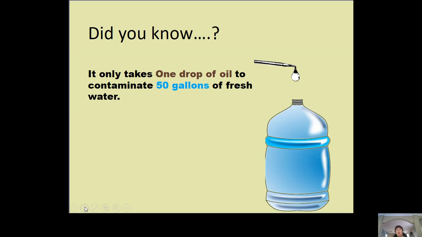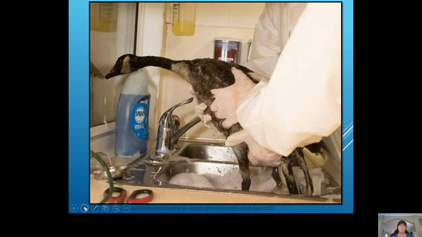And we will talk about some oil spills in the ocean later on in the semester. And of course, our wildlife is also affected by oil spills. And we all know that there are organizations that use Dawn to clean the feathers off of our wildlife that gets contaminated with oil spills.